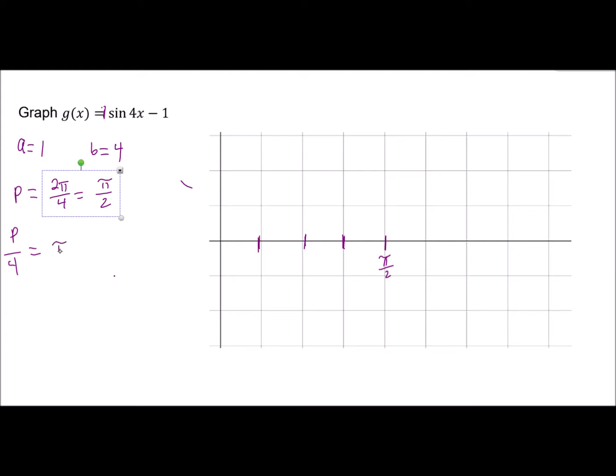Then we're going to figure out what the rest of the marks are by taking the period and dividing it by 4, which is always basically multiplying by 1/4. So this would be pi over 8. Okay, 1 pi over 8, 2 pi over 8, which reduces, 3 pi over 8, and then the 4 pi over 8, which is pi over 2.